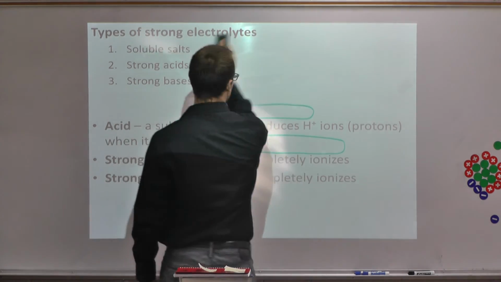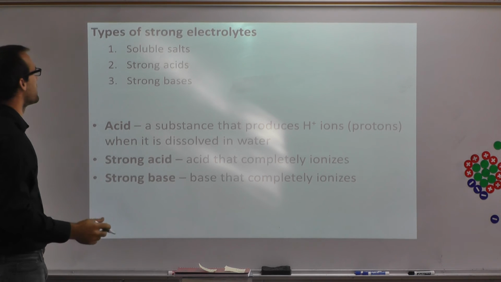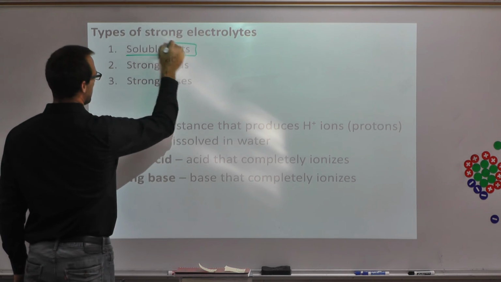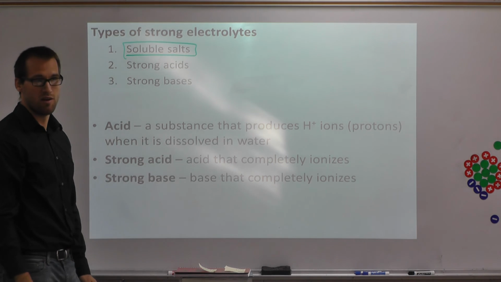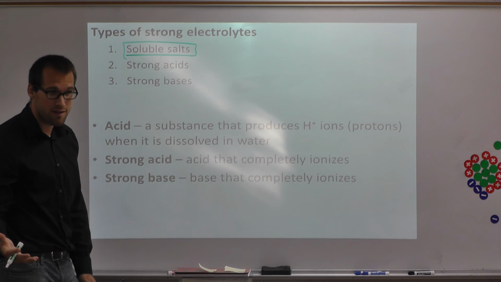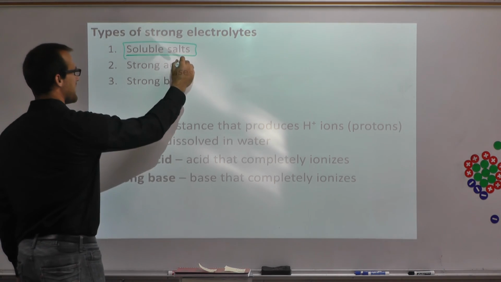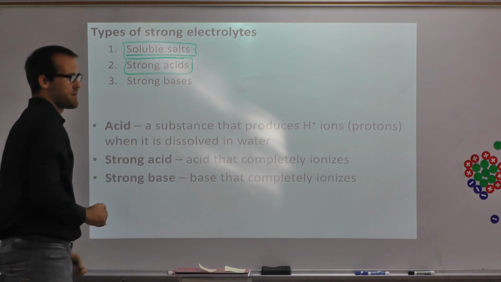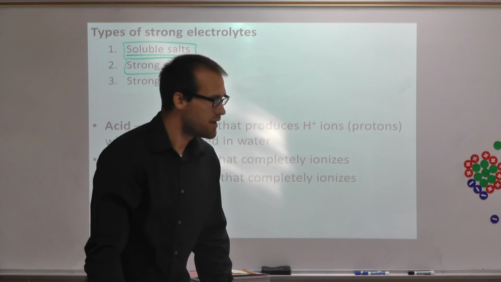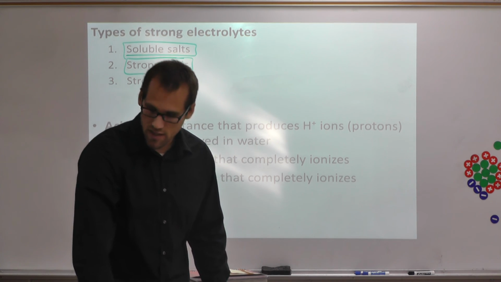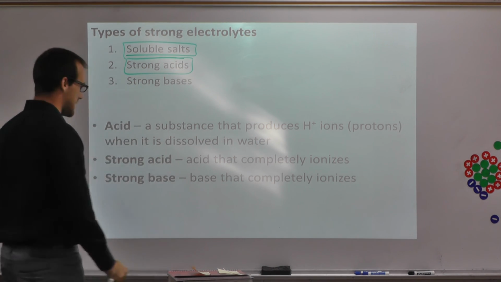I've covered most of this already, but there are three types of strong electrolytes. Soluble salts, because salts, when they dissolve, completely dissociate or break apart into what? Ions, and lots of them. Strong acids completely dissociate, strong bases completely dissociate, and just like number one, you have a lot of ions. So strong electrolytes are simply ones that have a lot of ions and therefore conduct electricity.